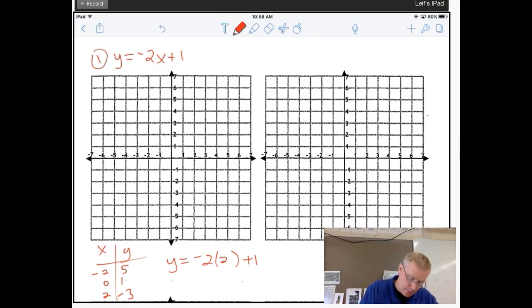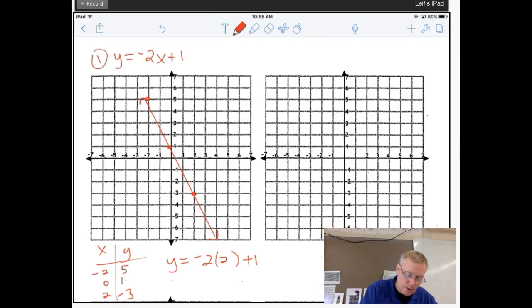And now I can go and plot the points. All right, so negative 2, 5 is up here. 0, 1 is here. And 2, negative 3 is here. So that's how you'd make your graph if they asked you to do it with a table. We spent a bunch of time on that. Put some arrowheads on there, and there's the first one. Okay, questions? No? No questions.